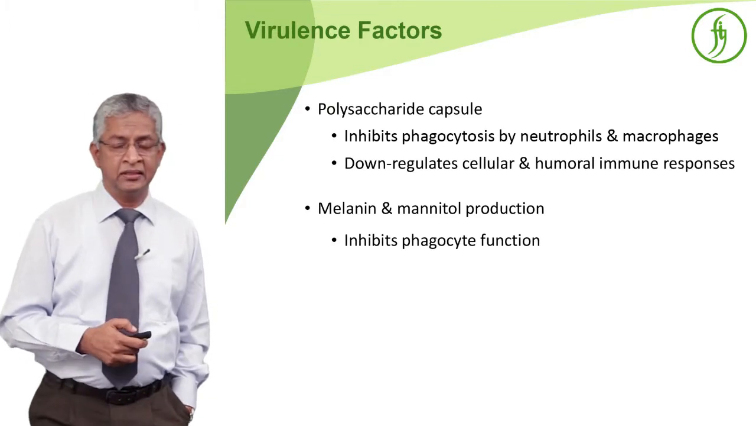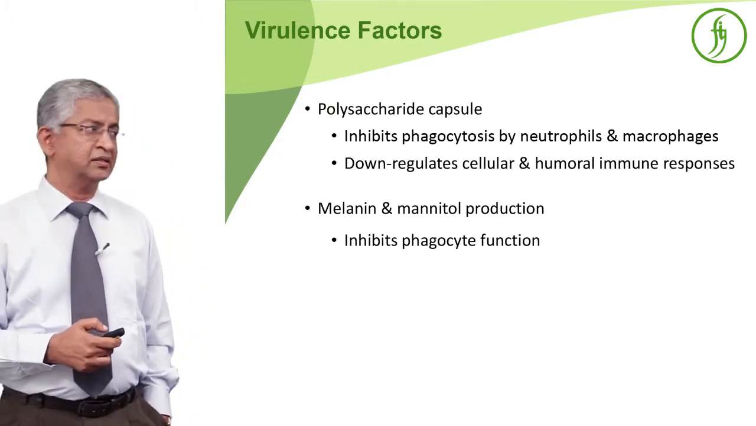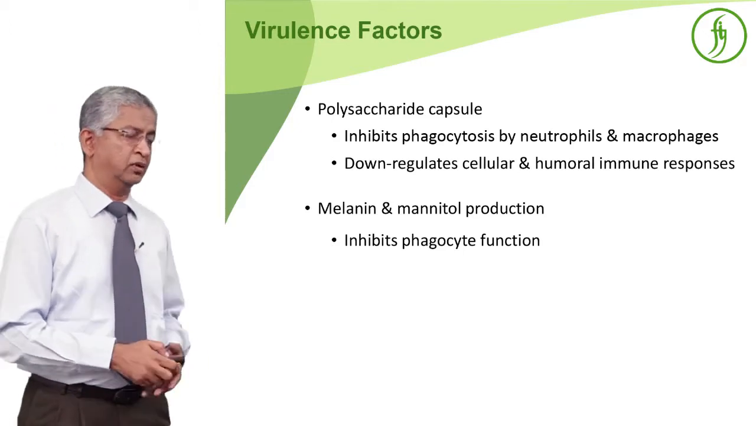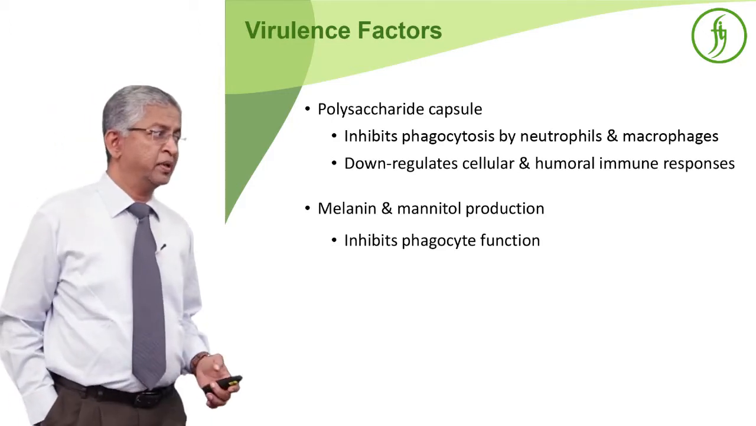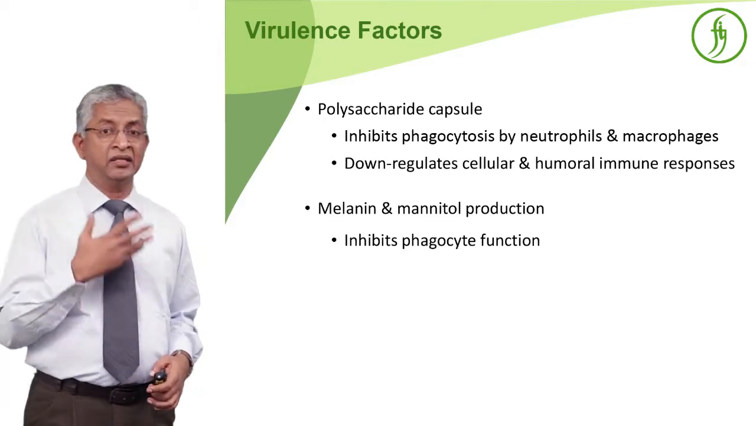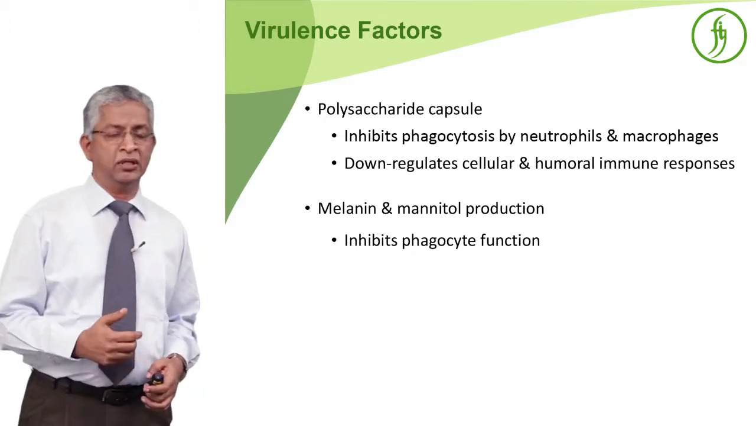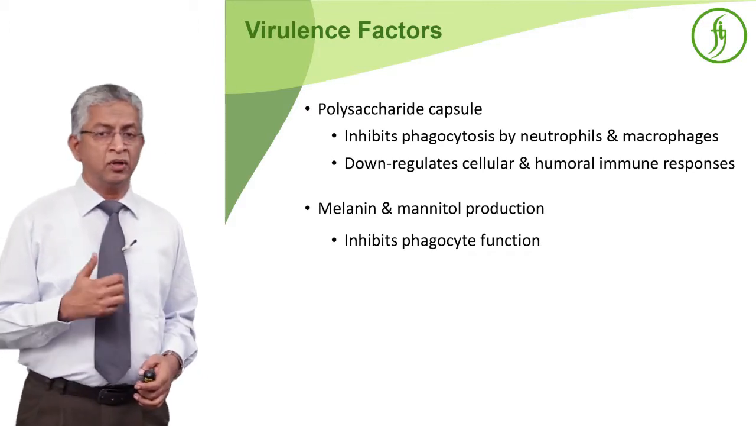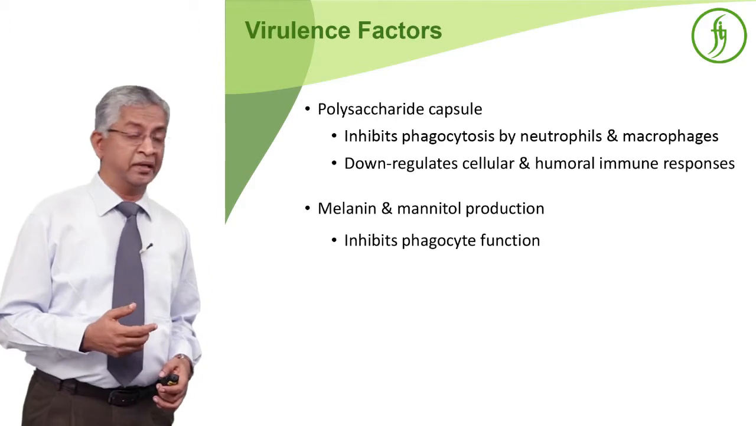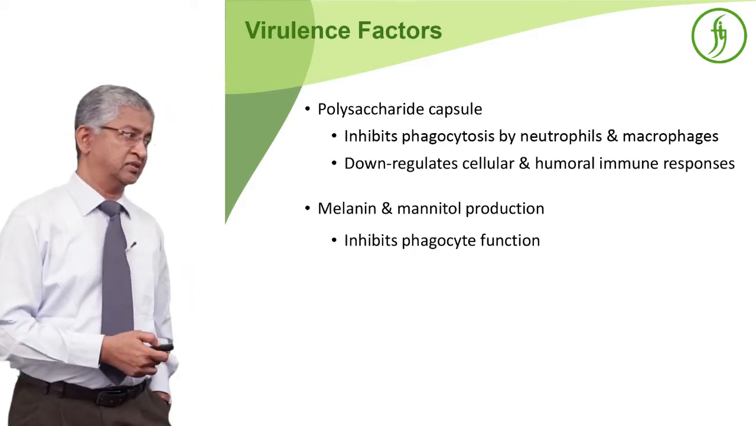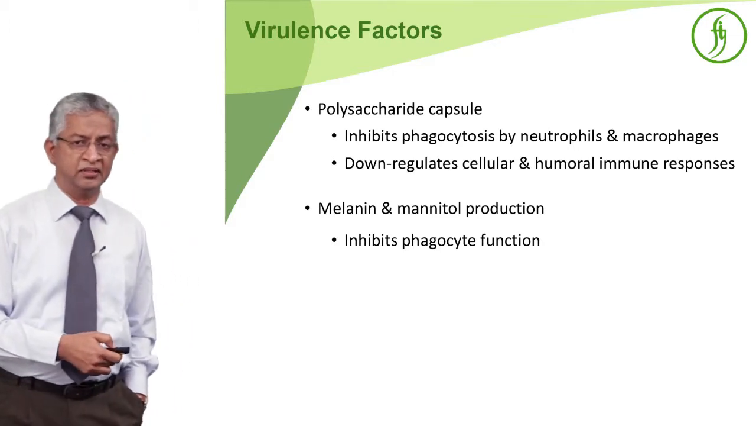Among the virulence factors of the fungus, the most important is its polysaccharide capsule. This capsule inhibits phagocytosis by neutrophils and macrophages. It also has the ability to downregulate cellular and humoral immune responses. The fungus also produces chemical compounds like melanin and mannitol, which inhibit phagocyte function. So these are the important virulence factors of the fungus.